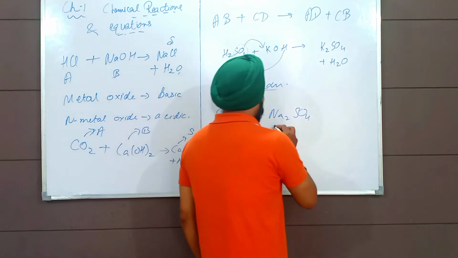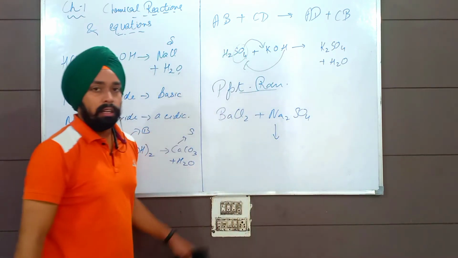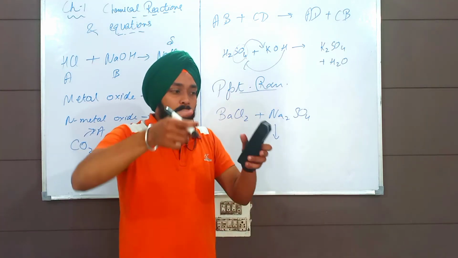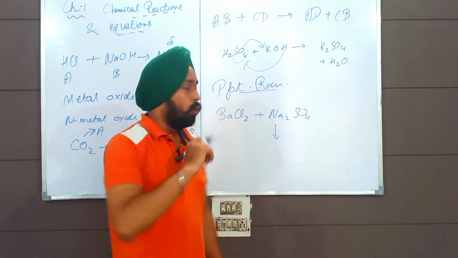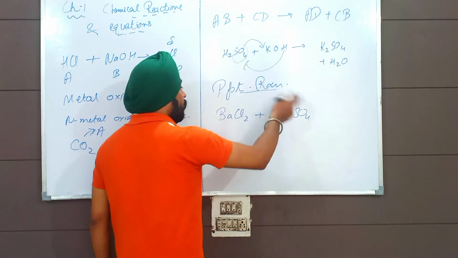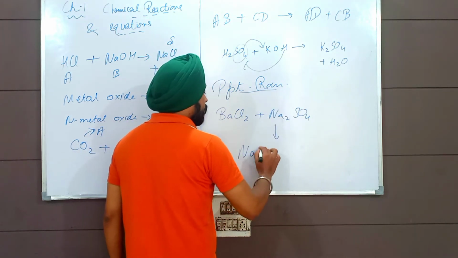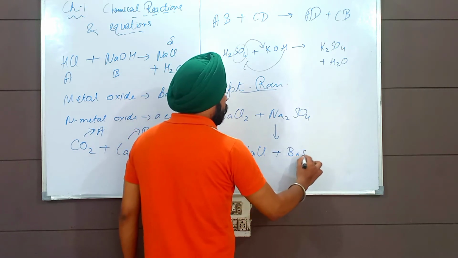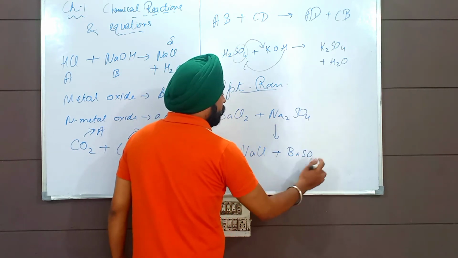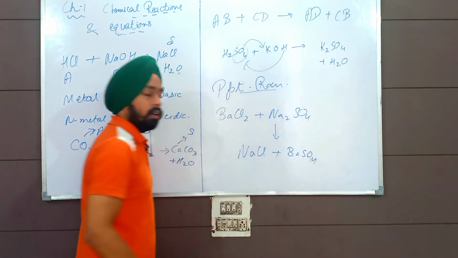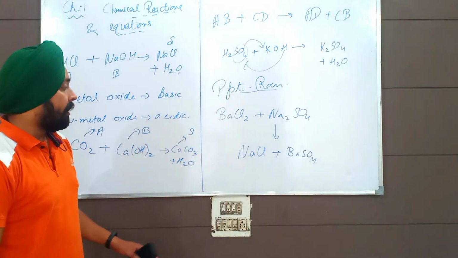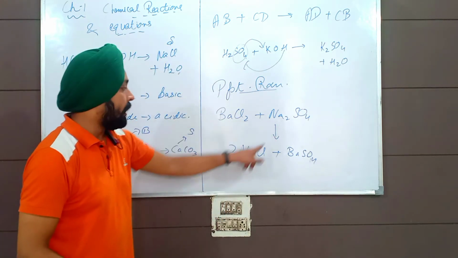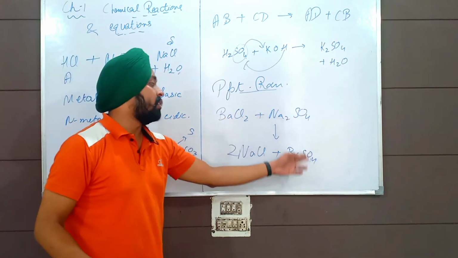This is a colorless liquid. This is again a colorless liquid. But when I add these two, double displacement will take place. Sodium chloride plus barium sulfate will form. If I balance this, I need to add 2 here, 2 chlorine, 2 sodium, otherwise it is balanced, 1 barium and 1 sulfate.